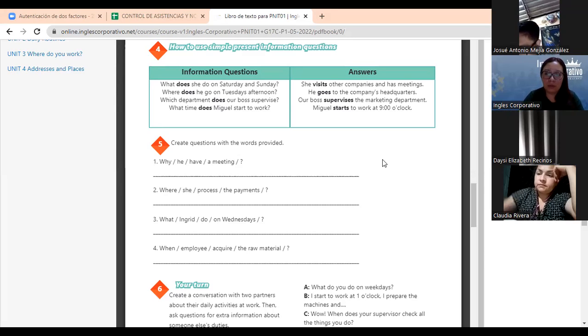Where does she process the payments? Yes, where does she process the payments? ¿Dónde procesa ella los pagos?